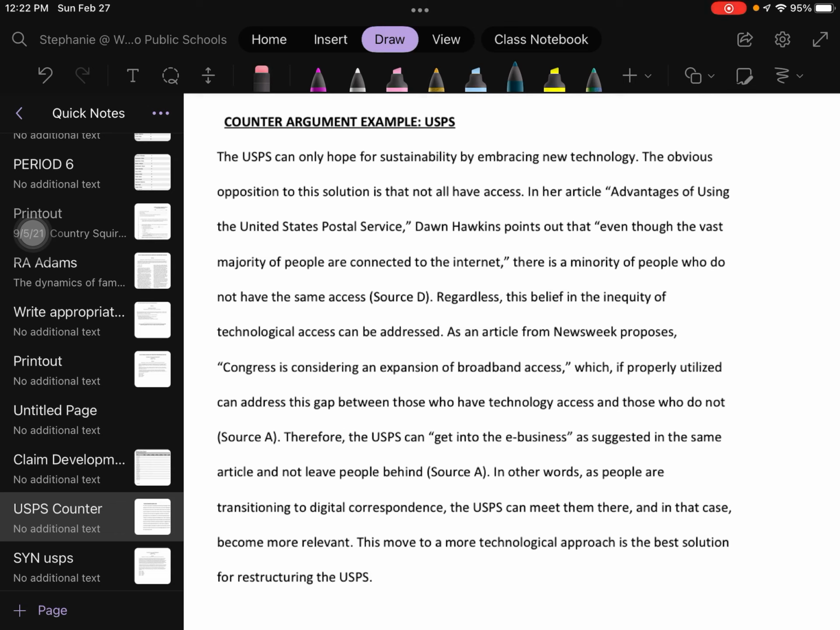As an article from Newsweek proposes, Congress is considering an expansion of broadband access, which, if properly utilized, can address this gap between those who have technology access and those who do not. Therefore, the USPS can get into the e-business, as suggested in the same article, and not leave people behind. In other words, as people are transitioning to digital correspondence, the USPS can meet them there, and in that case become more relevant. This move to a more technological approach is the best solution for restructuring the USPS.